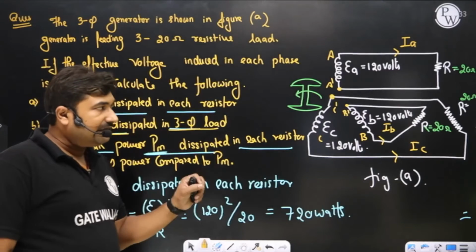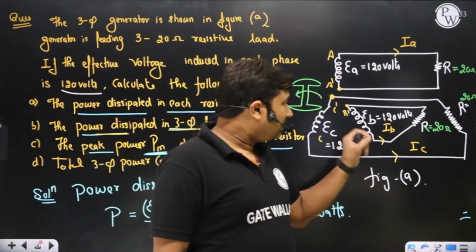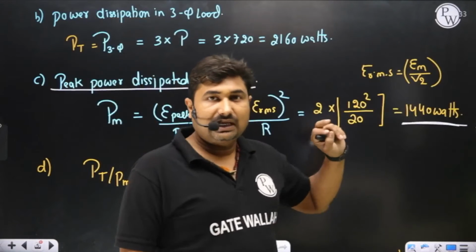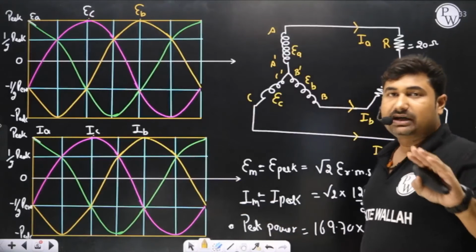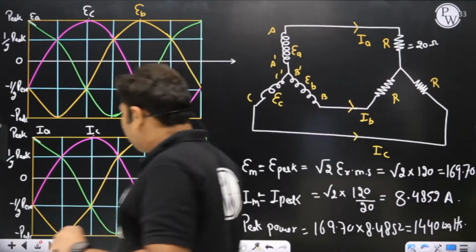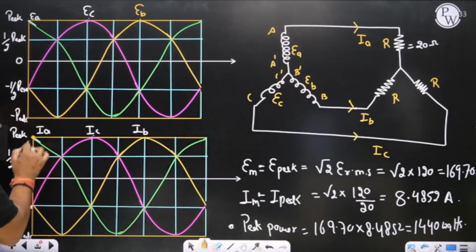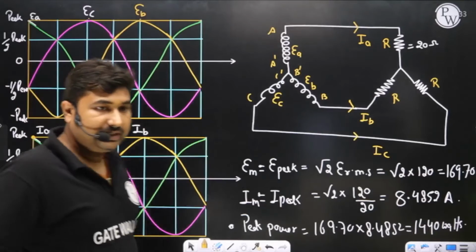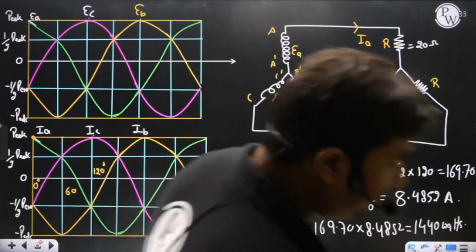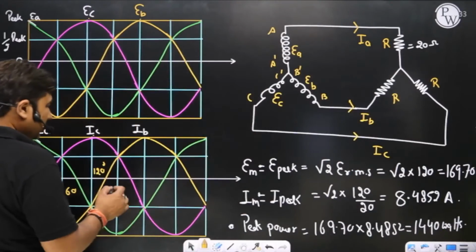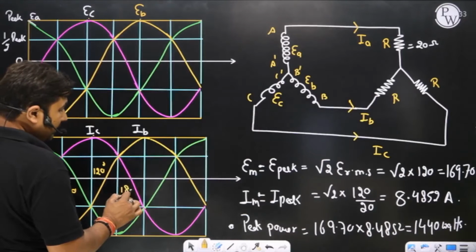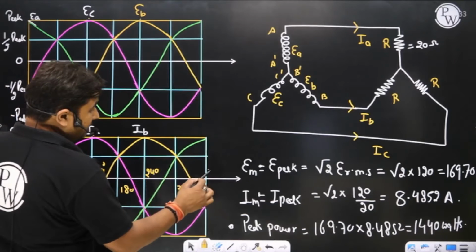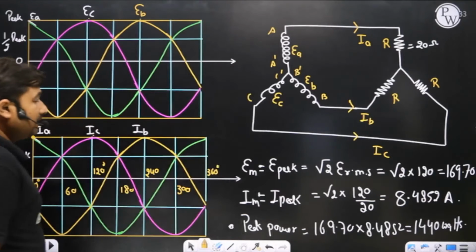Can you find the current at any instant through these three lines? Now let's have a discussion over the current flowing through these three lines. Please see, we have IA at 0 degree, 60 degree, 120 degree, 180 degree, 240 degree, 300 degree and 360 degree. Is it okay? Yes, sir.